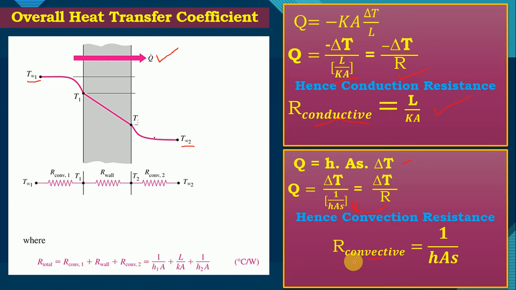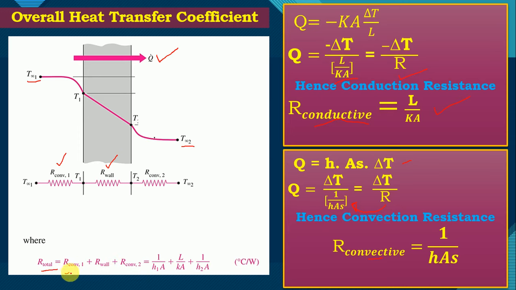Okay. Now applying these two formulas here. First is a convective resistance, second is conductive resistance, and third is a convective resistance. What is convective resistance? That we have derived here, 1 upon hAs. What is the conductive resistance? That is wall resistance, that is L upon KA. So now I can write a formula for total resistance. What is total resistance? Just the summation of these three. Total resistance is convective resistance 1 plus wall resistance, that is conductive resistance, plus convective resistance 2.